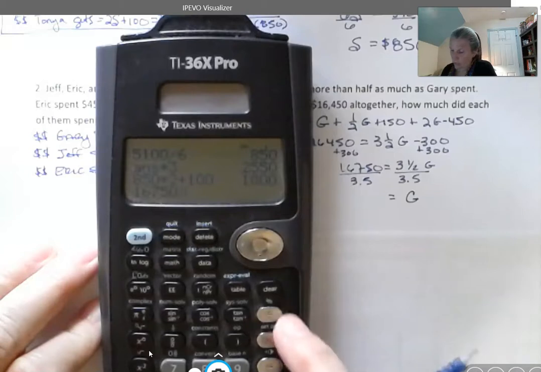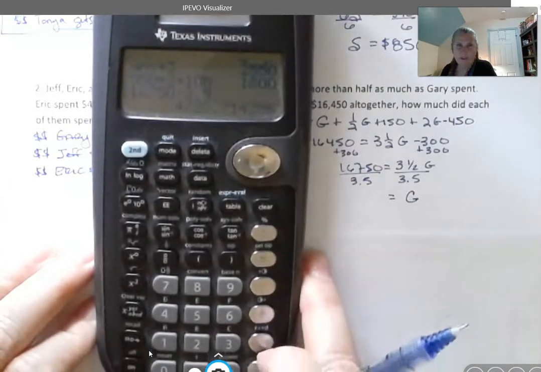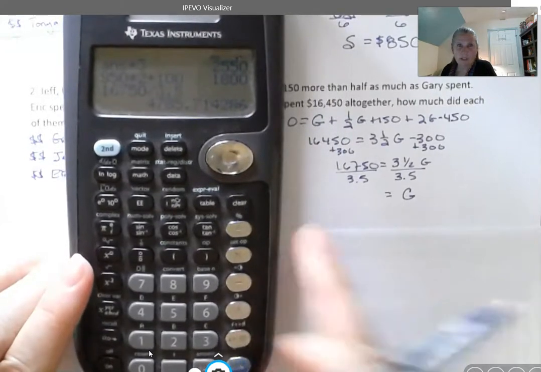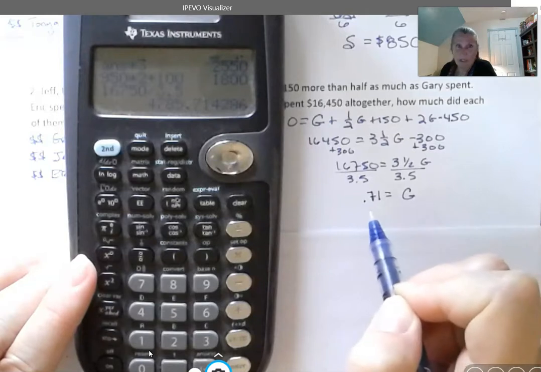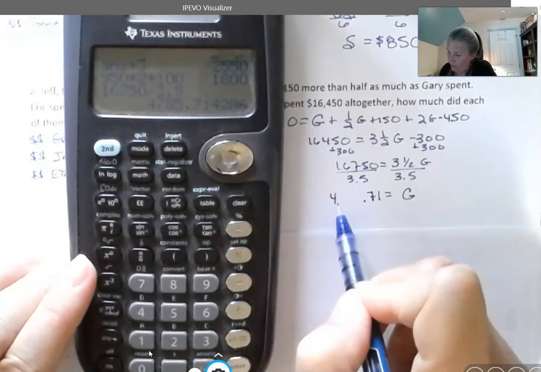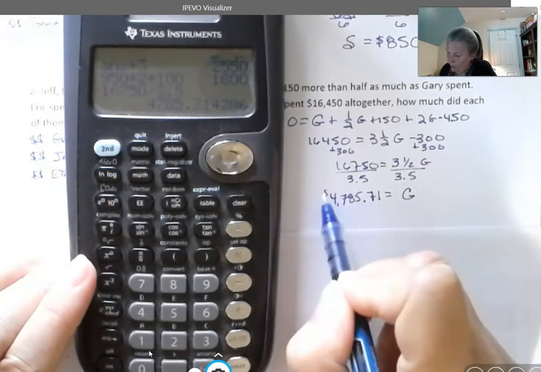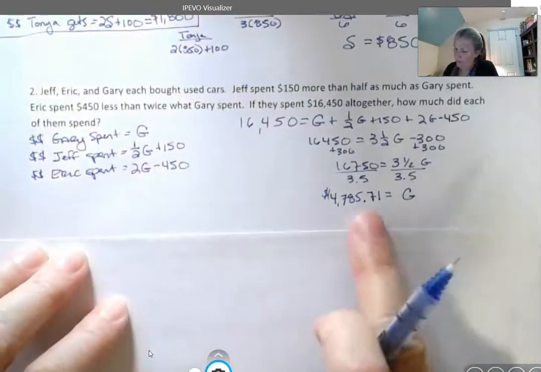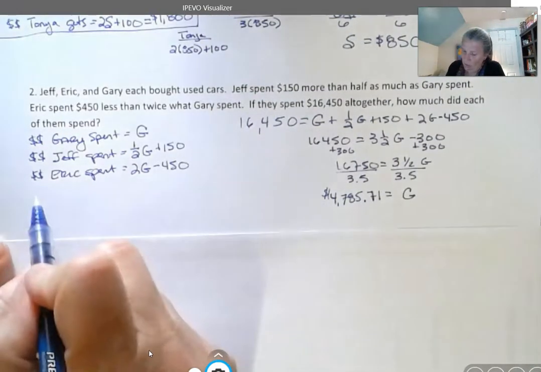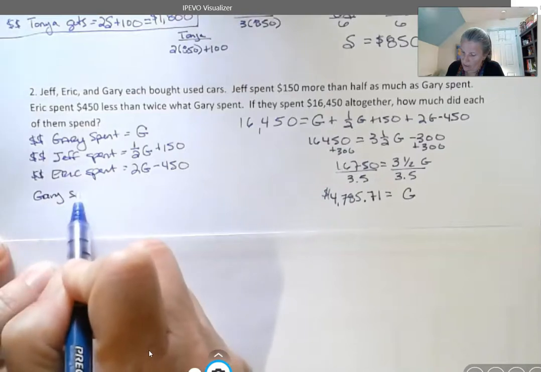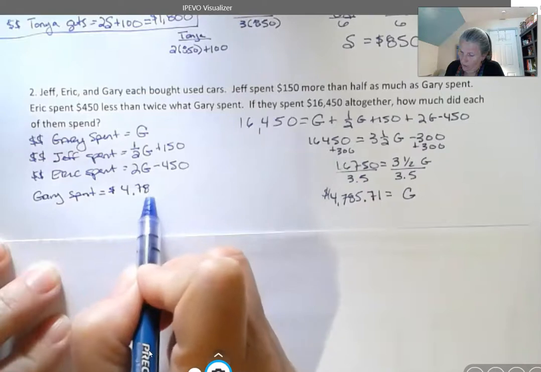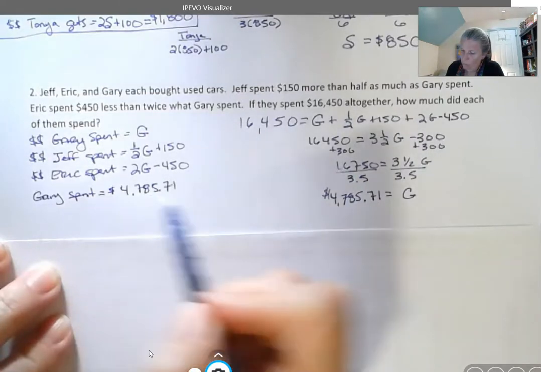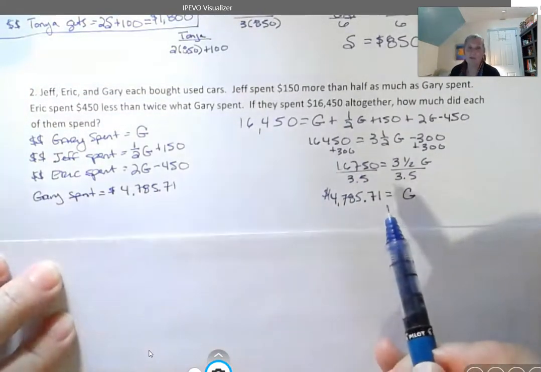16,750 divided by 3.5 gives me $4,785.71. Okay, rounded to the nearest cent, which we do when we deal with money. Now, that is the amount that Gary spent. So I'm going to come over here and say Gary spent $4,785.71. There's a reason that I use variables that help me remember what I found.